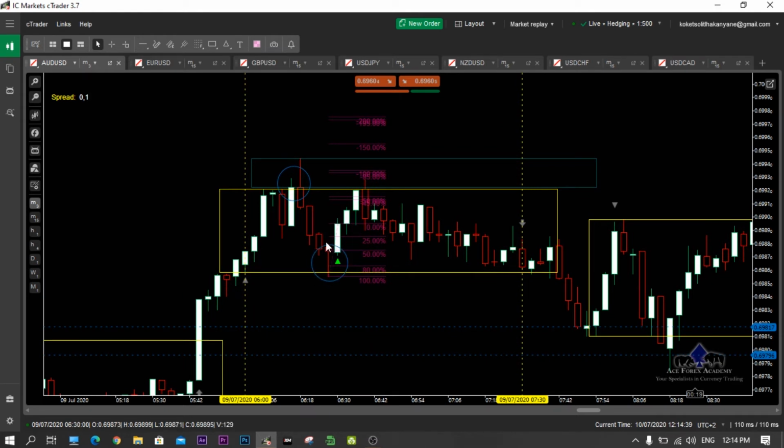So if you had a more aggressive stop loss, you then had a better outcome. But remember, the problem with having a more aggressive stop loss is that you might get stopped out some of the times.